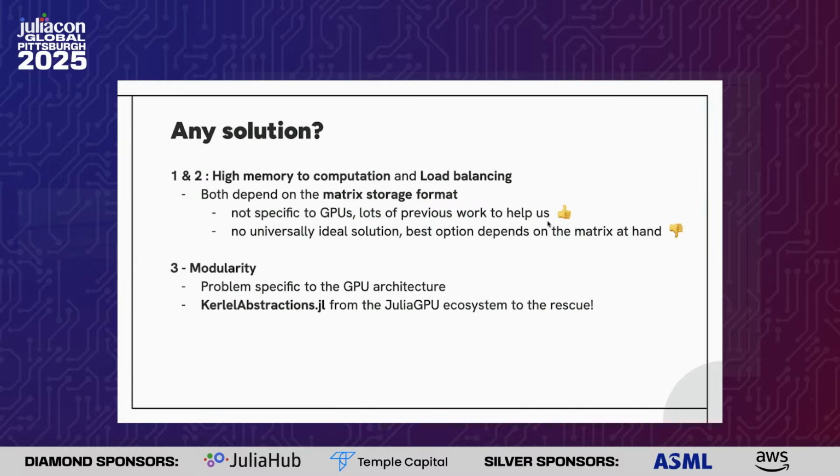So we have these solutions to these problems. The first two problems can mostly be fixed by the storage formats. The high memory and load balancing can be partially resolved by using better storage formats. One nice thing is that this does not really depend on the GPU architecture, and there has been a lot of research to find better, more optimized storage formats for parallel execution.